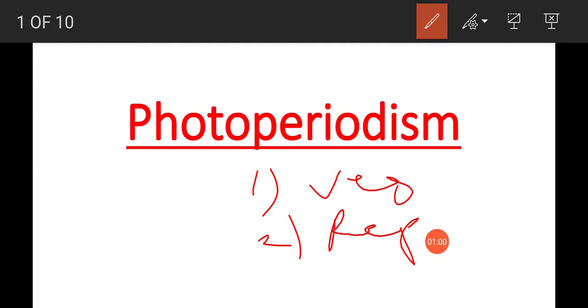Next, among the light factors, the light duration influences flowering in the plant, and that is known as photoperiodism. Photo means light, periodism means duration. The light duration influences the flowering in the plant life, which is known as photoperiodism.